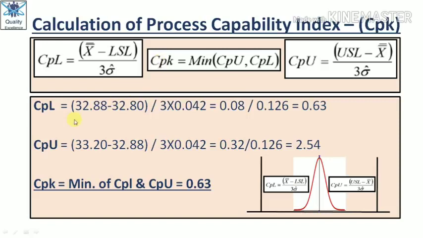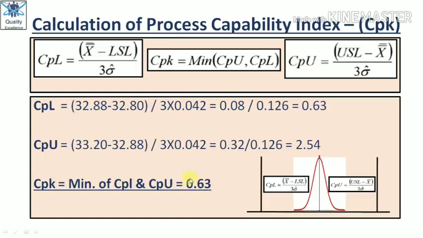So now let us calculate both capabilities. CPL is equal to, we have already calculated our X double bar, that is 32.88, minus our LSL, which was 32.80, divided by 3 sigma, that is 3 into our sigma, which is 0.042. So if we calculate this, then our CPL will be 0.63. Similarly, if we calculate CPU, it will be 2.54. And the minimum of CPL and CPU is 0.63.